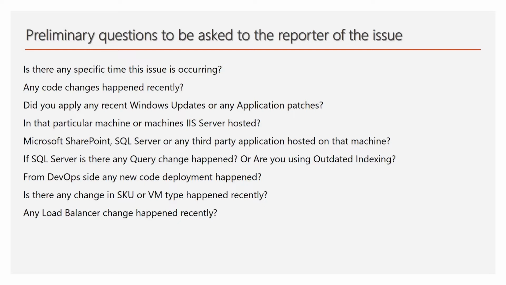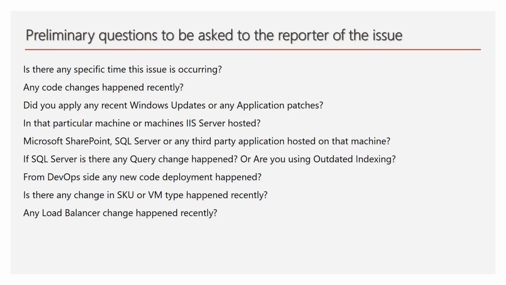On that particular machine, is any IIS server hosted? Microsoft SharePoint server, SQL server, or any third-party application hosted on that machine? Or from the DevOps side, any code deployment happened? Is there any change in the SKU or VM type recently? Any load balancer change recently? So these are the questions that we can ask.